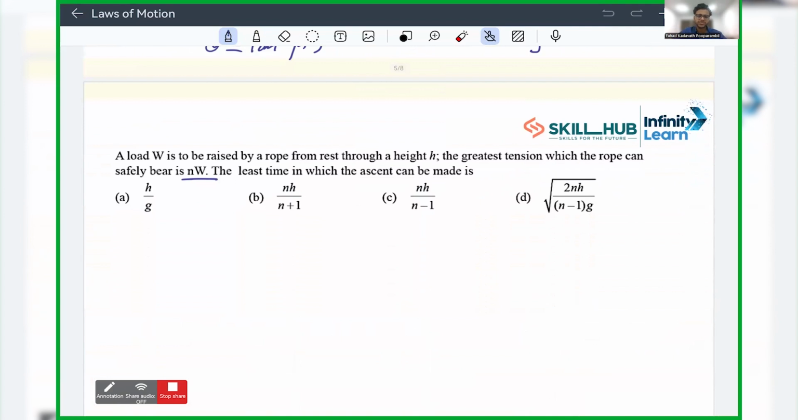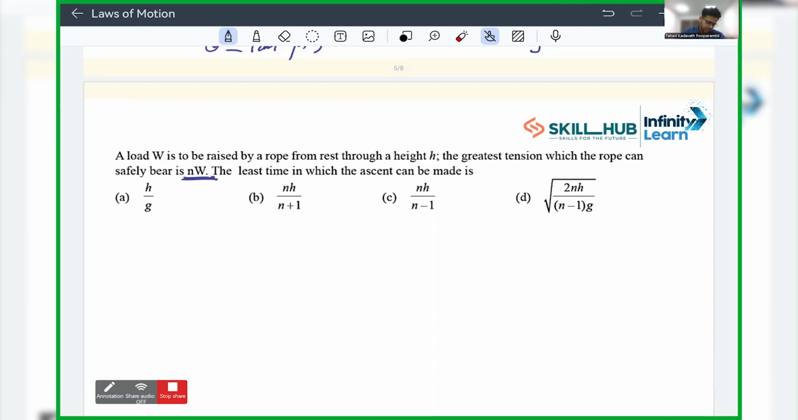Here we have another question. In this question, the person wants to pull a weight W through a height H, and we need to find the least time he can do that using a rope. A person needs to pull a weight W through a height H using a rope, and we need to find the least time in which it can be done. Also, it has been given that the maximum tension that the rope can bear is N into W, N times W.